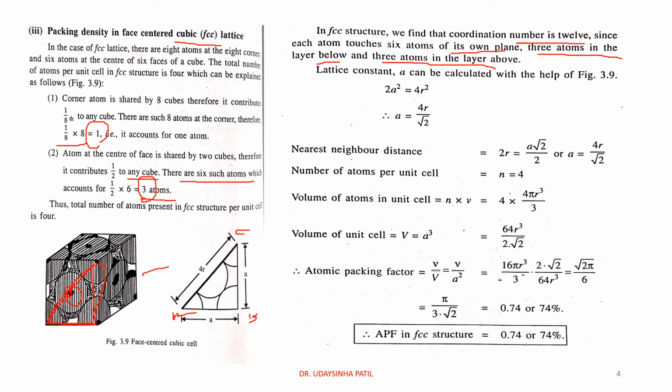2R. No. Why? There is a small gap between the two corner atoms. They are not in direct contact with each other. When they are in direct contact with each other, we can say that a is equal to 2R. But there is a small gap and the distance we don't know. Therefore, how to calculate it?